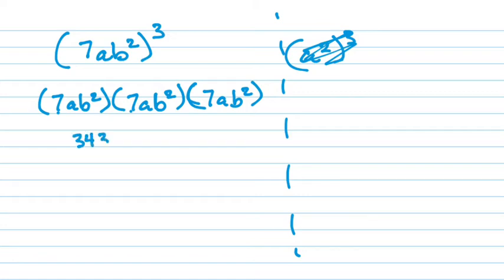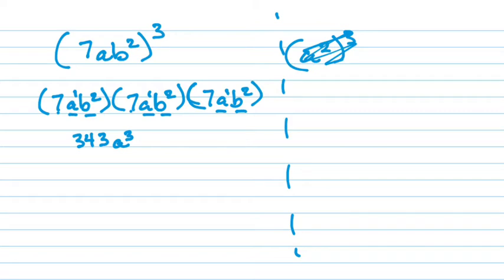343. Thank you. And then we'll take a times a, which is a to the what? Third. Excellent, because there are 3 of them. Remember that if you don't have an exponent, the exponent is a 1. And when you have powers with like bases, you simply add those exponents together. Then we're going to take b to the second times b to the second times b to the second.